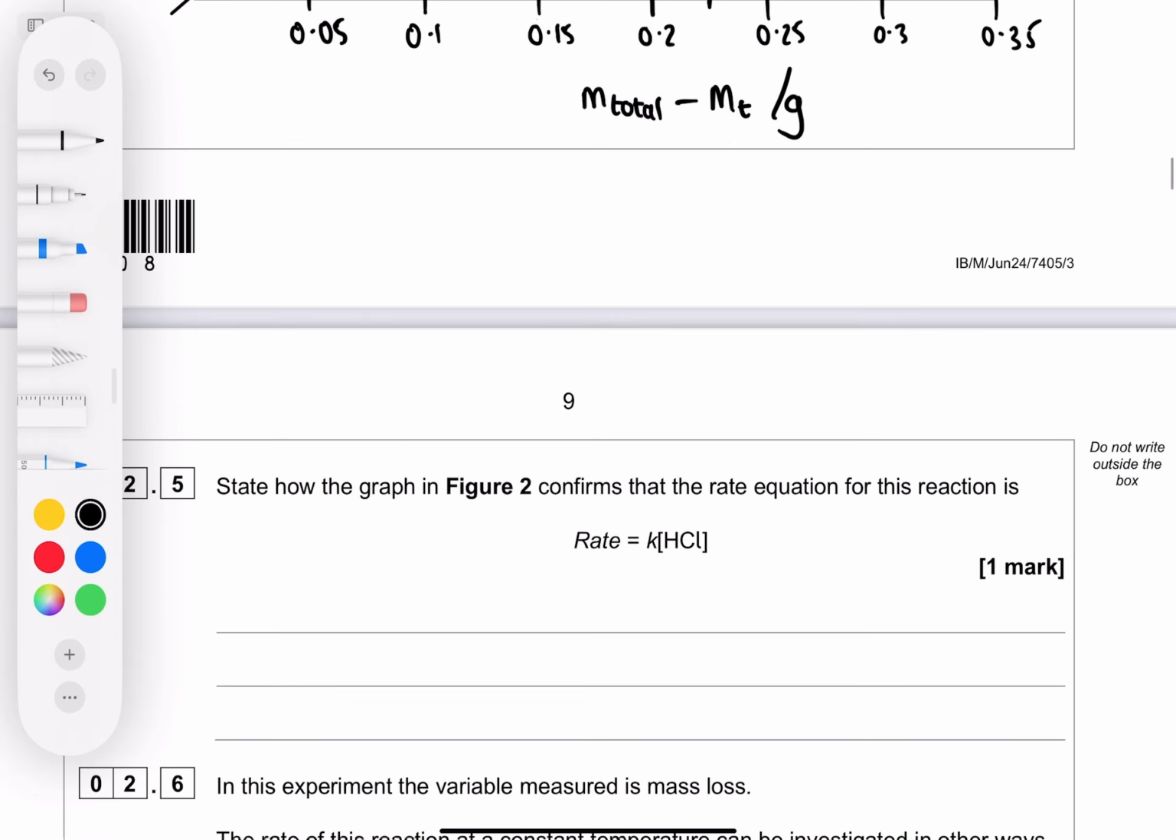State how the graph confirms that this is the rate equation. Well, the graph shows that because it's a straight line through the origin. That shows it's first order.